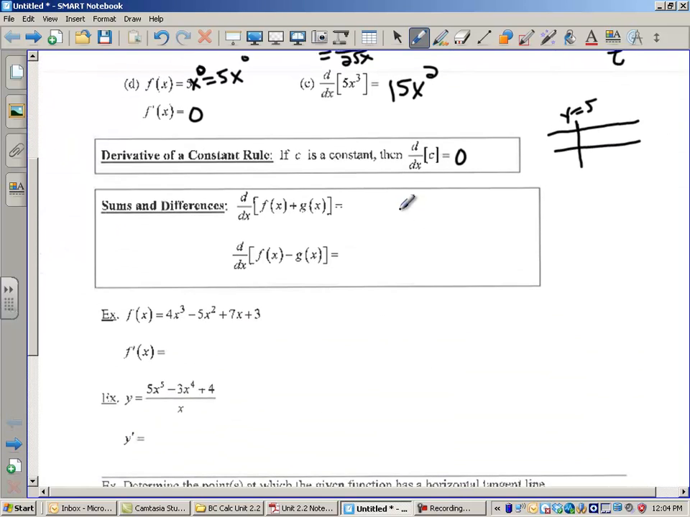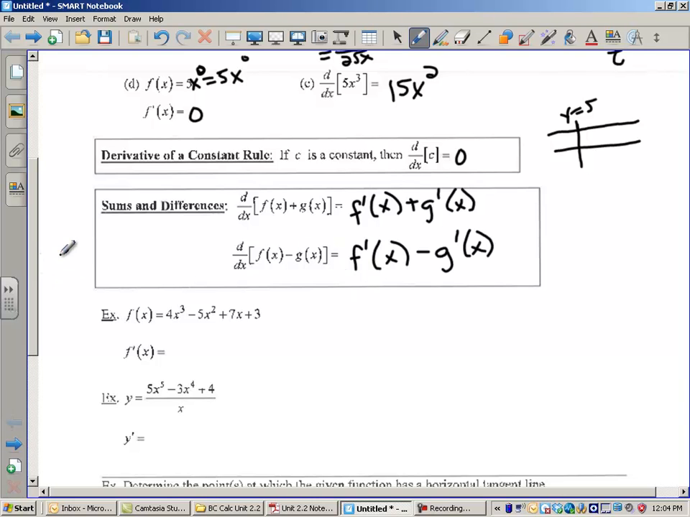Sums and differences. If you have the derivative of a sum, it is the derivative of the first function plus the derivative of the second function. And if you have the derivative of a difference, it's the derivative of the first function minus the derivative of the second function. It's sort of common sense. We just roll on through the plus and minus signs.